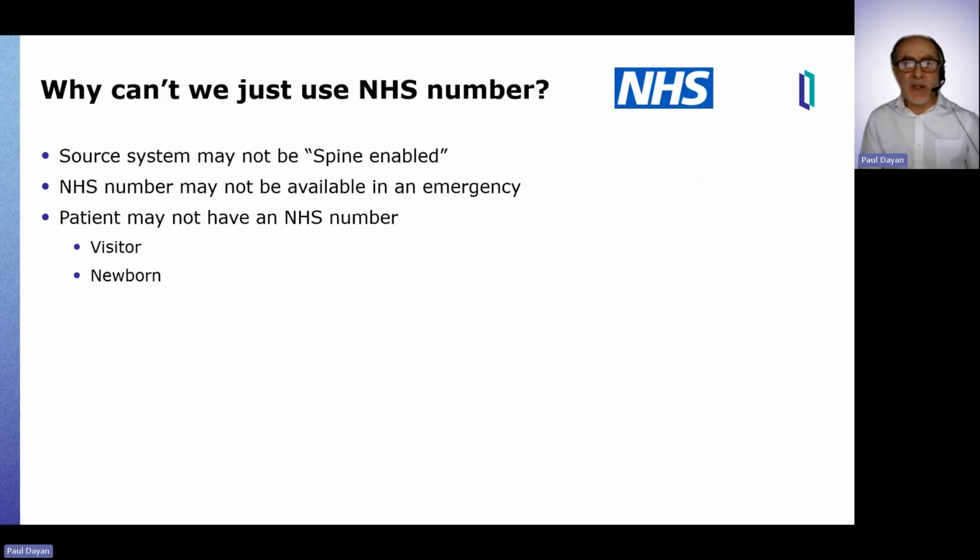So why can't we just use the NHS number? The NHS number is intended to be the single unique identifier for patients in healthcare in England. So why can't we just use that to identify the patient in each of the source systems? Well, firstly, not all health and care systems are automatically synchronized with the Spine Personal Demographics Service, so they may not have a verified NHS number for the citizen. Social care systems may be a typical example.